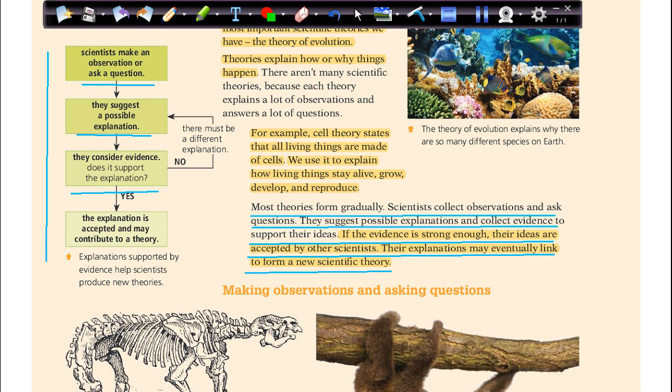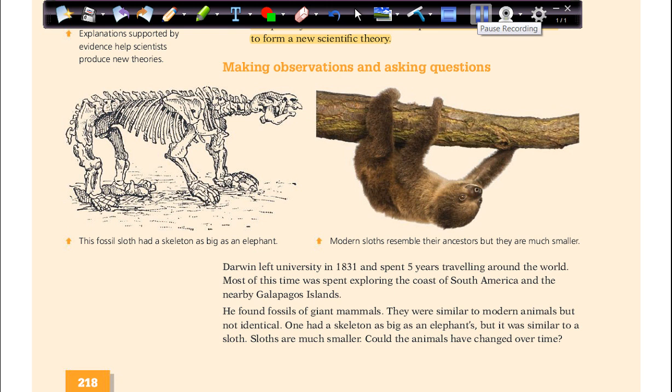So this is about theories. They need to make observations, or ask their questions. They need to suggest explanations and prove them by considering the evidence. If their evidence supports them, that means they will be accepted, and other scientists will agree to accept their ideas and their theories, and they can call it a theory, and sometimes these could be linked together to form a whole new scientific theory for all the scientists and for all the science. Okay, so how do they make their observations and ask their questions?